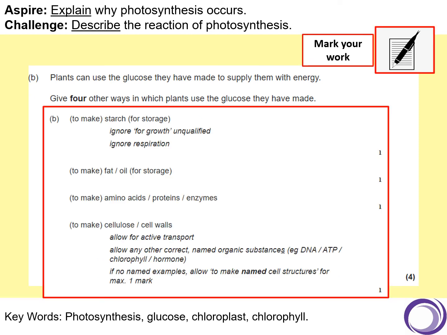Okay guys, so the question was to give 4 other ways in which plants use the glucose they have made. So you can have any of these for the marks. So to make starch, and that obviously gets stored, to make fats or oils, to make amino acids, remember that combines with the nitrates to make proteins or enzymes, and to make cellulose to make the strong cell walls. Also, you can have any of the allowances that are also at the bottom, so for active transport or any other named organic substance such as DNA or anything like that. And that's 4 marks in total.